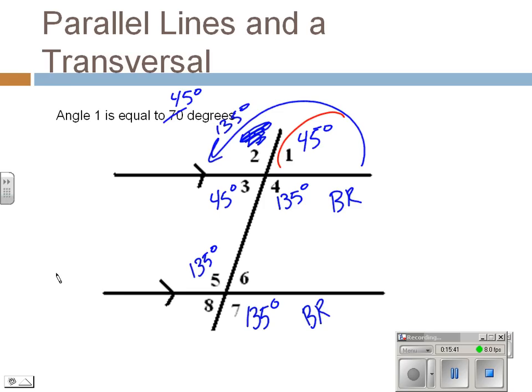We can say that angle 1 and angle 8 are alternate exterior and are congruent, so this is equal to 45. And then let's use alternate interior again, and angle 6 is also 45. We'll do some more examples in the next video.